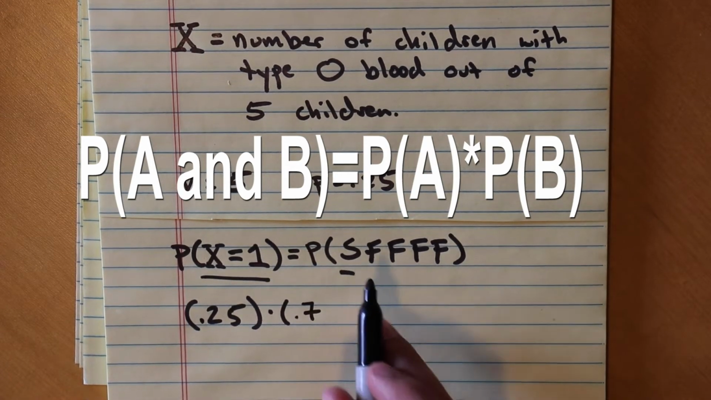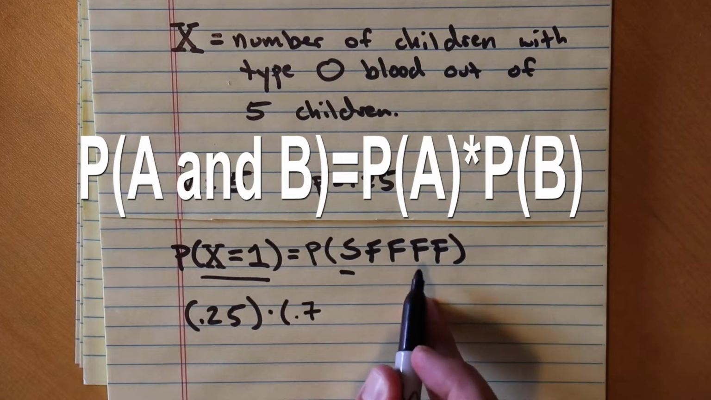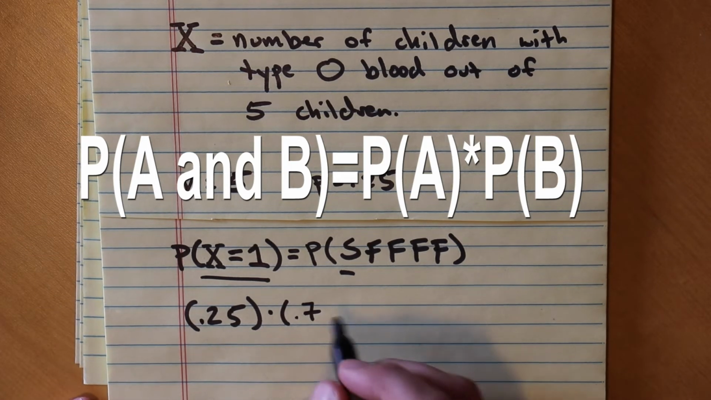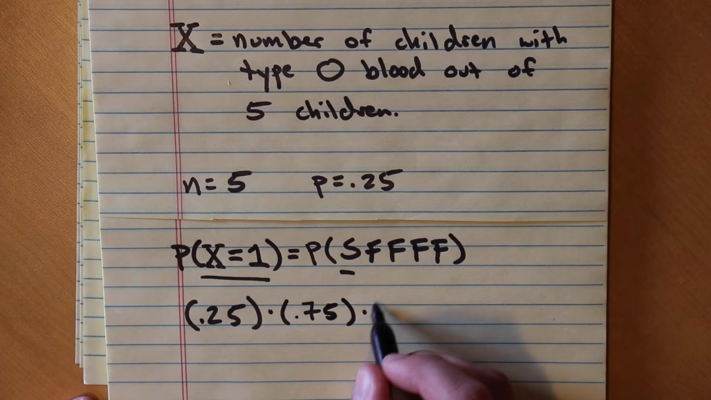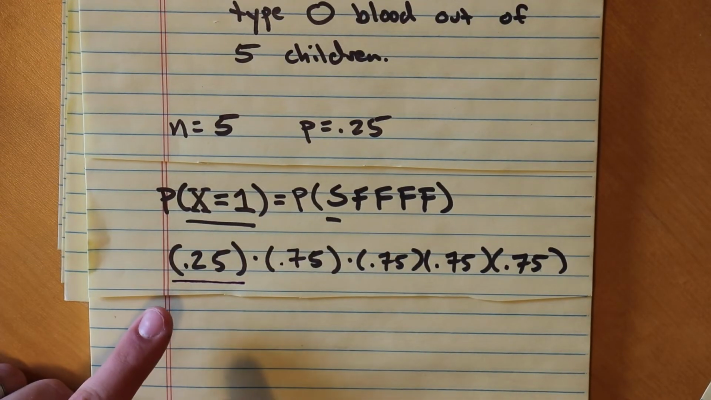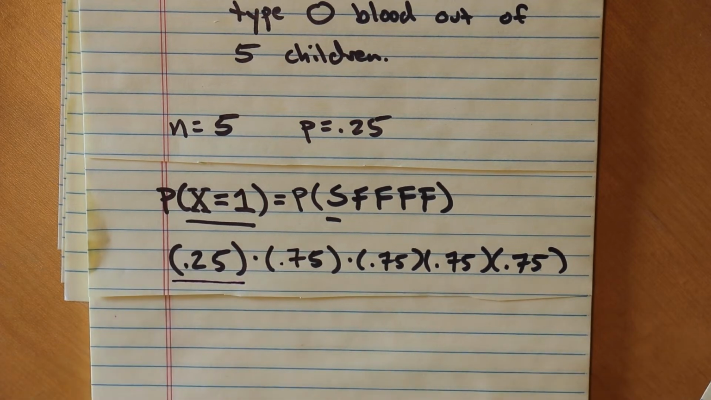Once again, if I want this and this and this and this and this, with and statements you can multiply as long as you change the probabilities accordingly. In this case here, you don't need to change probabilities because we have independence. So if I were to write this, it would look something like this. This is one way that this could happen. The first kid could have type O blood, and the last 4 don't.